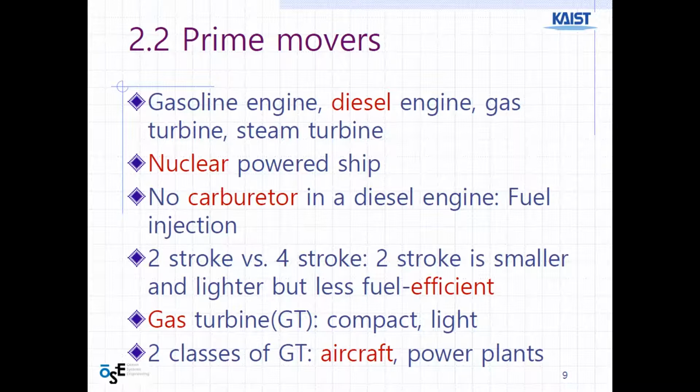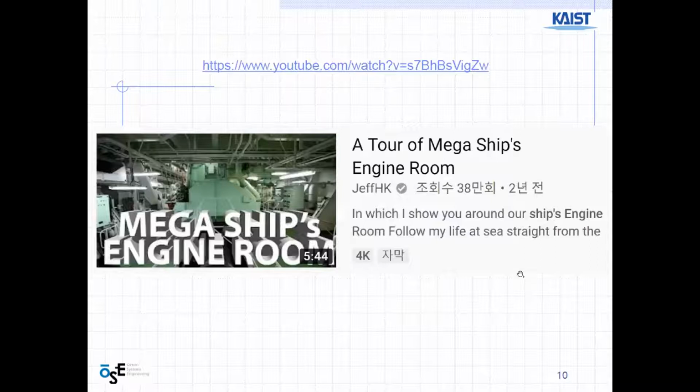Gas turbine, as I mentioned previously, is used for the airplane because it is a very compact and light engine. There are two classes of gas turbine engine, aircraft and power plant. Let's see the short movies.